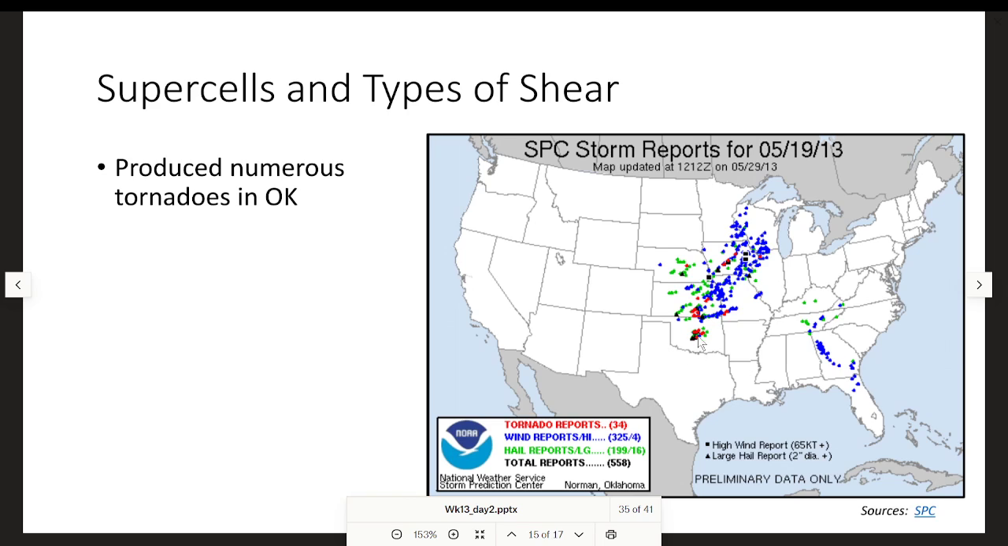And yeah, here are the tornadoes. It was a pretty good forecast. They predicted this area would get tornadoes. There were 34 tornado reports that day. There were also some in Kansas. So that was that dry line.